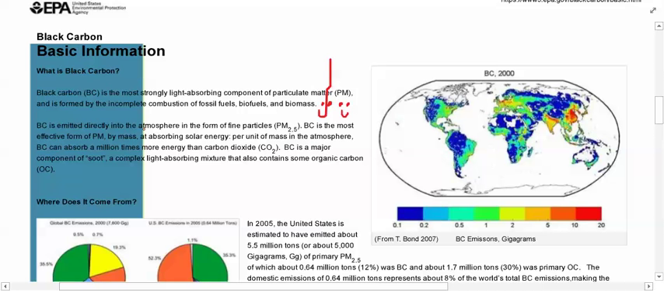And then it keeps going on and says something about fine particles, PM 2.5. I have no clue what that's talking about, so I would put a question mark next to it. And it says black carbon is the most effective form, and it keeps going.